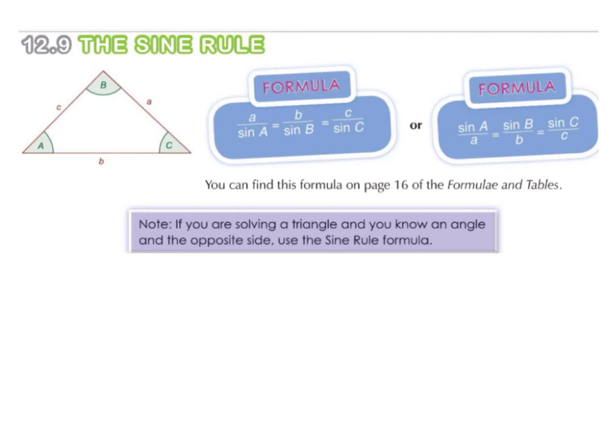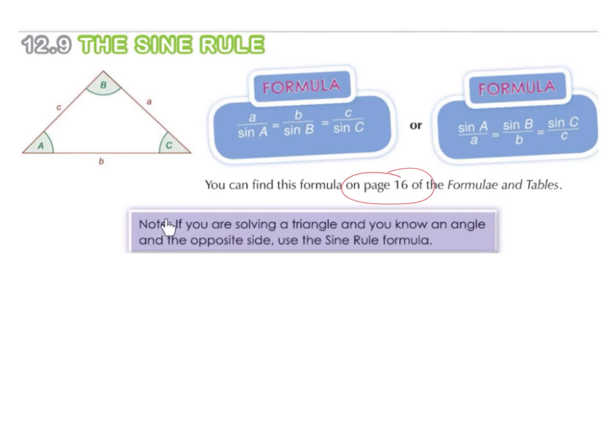Then we need to choose our formula. This is the formula that's given to you in the formula book. Lowercase a, or side A, divided by sine of angle A, is equal to lowercase b, or side B, divided by sine of angle B, is equal to lowercase c, or side C, divided by sine of angle C. Or we can flip this formula upside down, with the sines of the angles as our numerators and the sides, or the lowercase letters, as our denominators. This is the formula given in the formula book, but it can easily be flipped upside down. We can find this formula on page 16 of the formula tables.